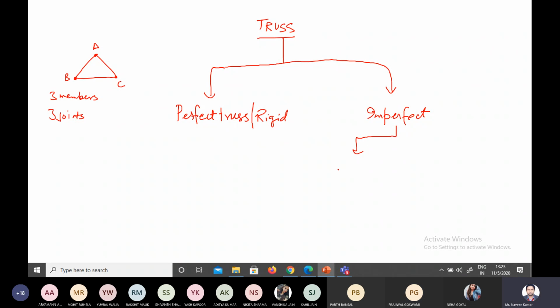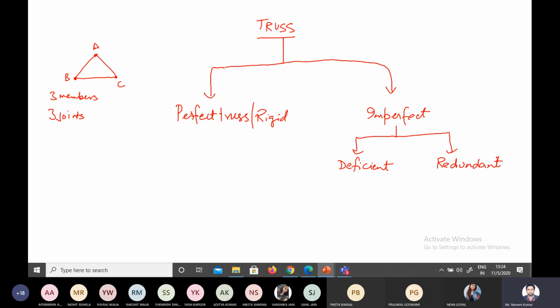Imperfect, we have two types: deficient, and the second one is redundant truss. Okay, so this is basically how we can classify a truss into different types.